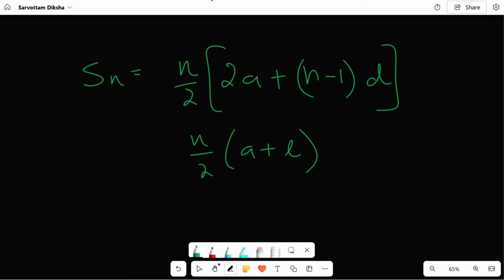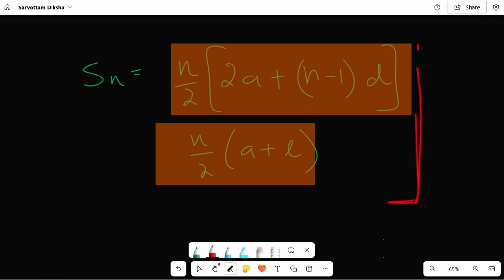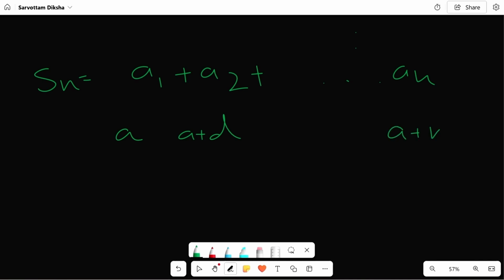The second one is the sum of n terms of AP; both of these formulas are for the sum of n terms. Now let us quickly see how it came. Finding the sum of n terms of AP means I'm adding A1, A2, up to the first n terms, right? What is the first term? A. What is the second term? A plus D. And this way I have to add everything.